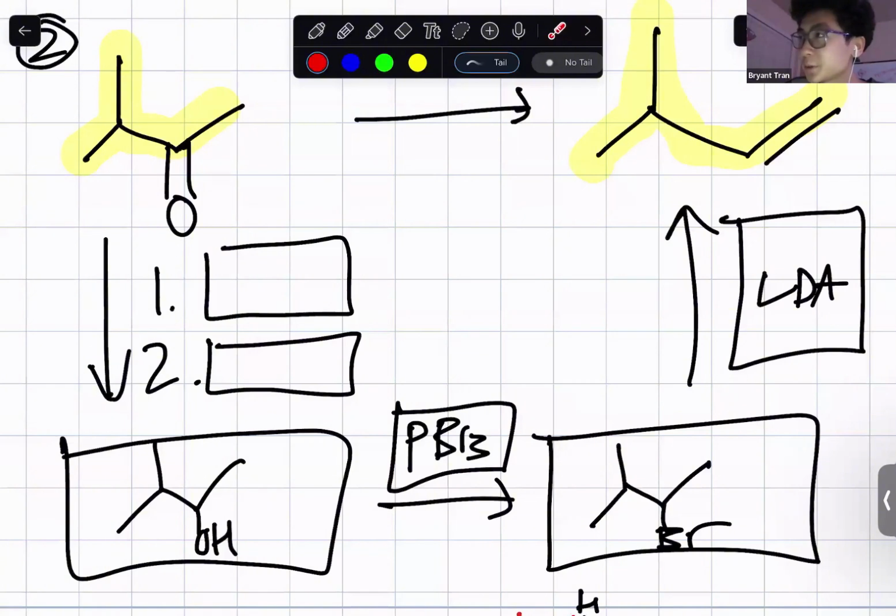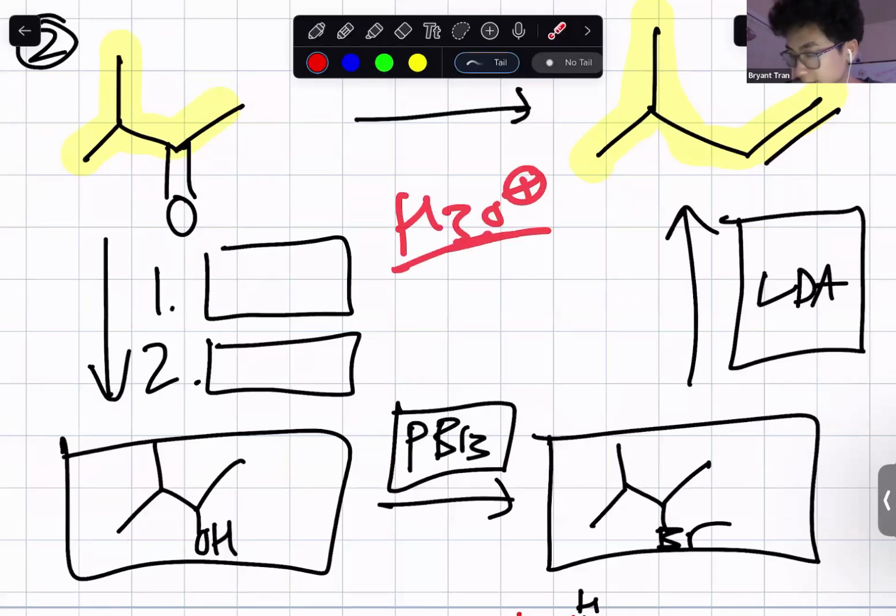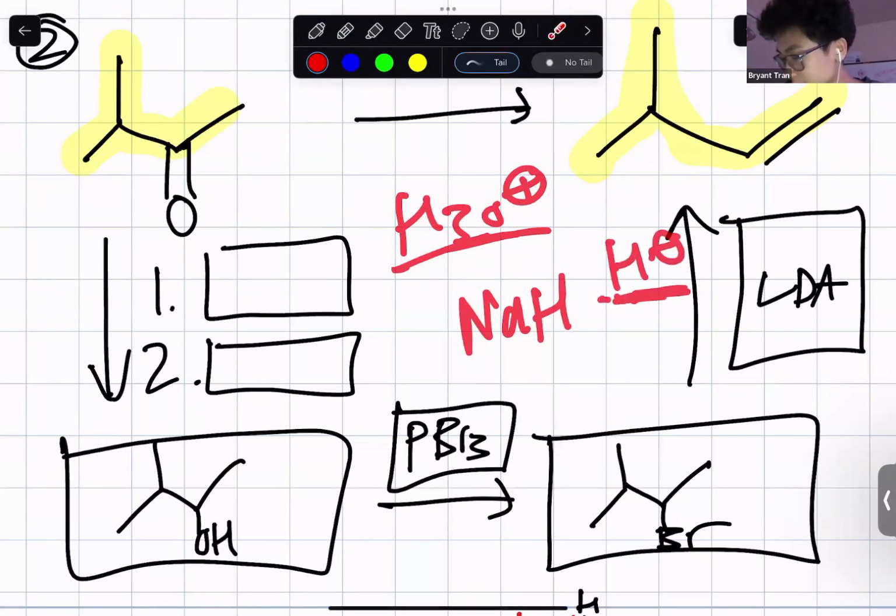What reducing agents do you remember seeing? H3O+ is an acid, right? H3O+ is an acid. So that's not a reducing agent. Think of that as an acid. NaH is not a reducing agent. Well, it kind of is because it's an H minus, but that's not a common one that we see.